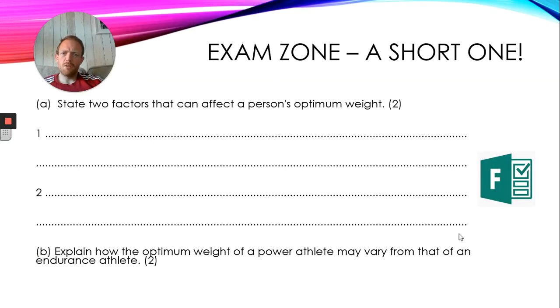All right, so a bit of a shorter lesson today because you've got a second lesson as well. So there's two factors that can affect a person's optimum weight. Please, that should be 2 out of 2. We've done it 10 minutes ago.